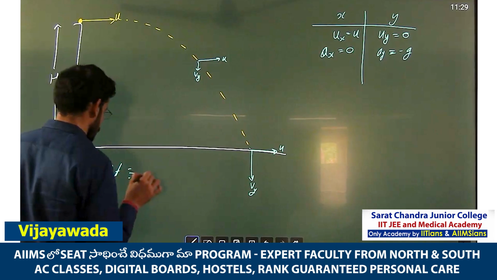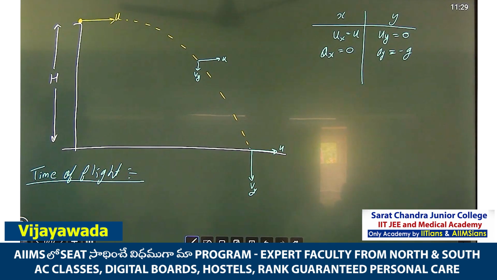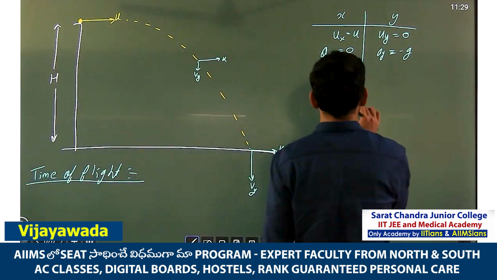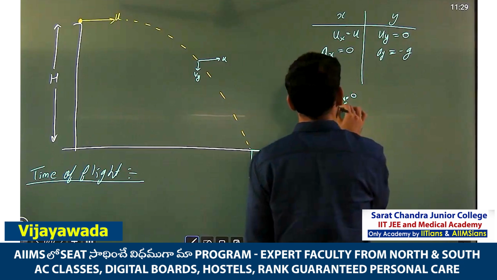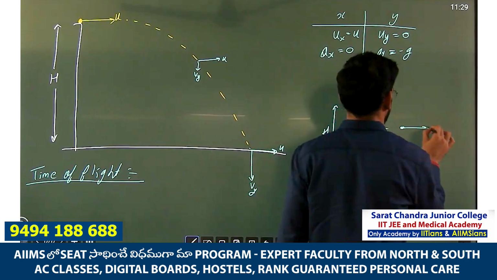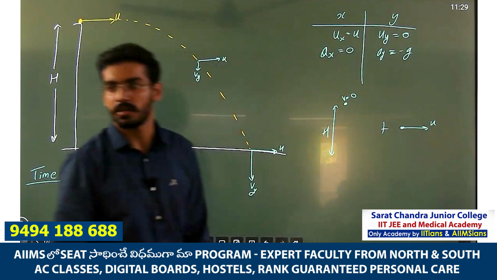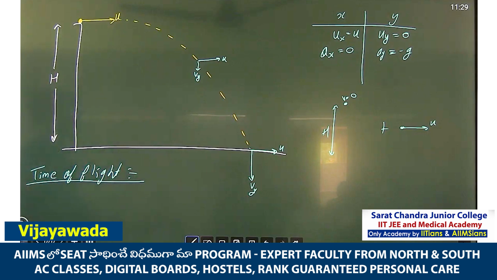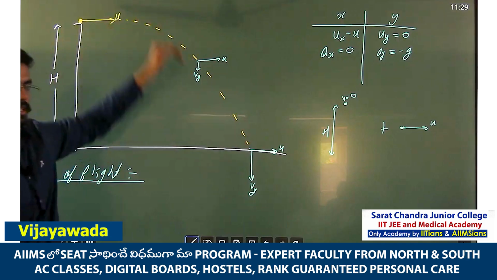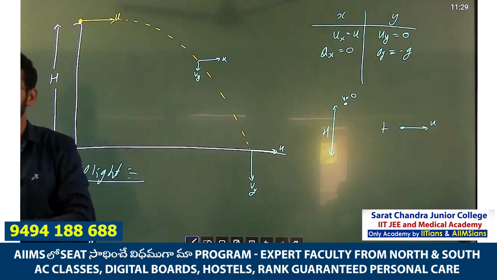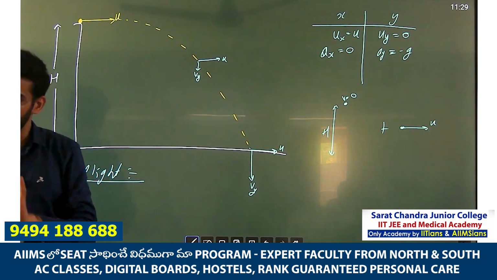For which direction will I solve? Vertical or horizontal? Vertical. First of all, this projectile is a combination of two things: a particle dropped from height h, plus a particle going sideways with speed u. So in the vertical direction, initial velocity is 0 and the displacement is minus h. Particle dropped, you solve like that only.